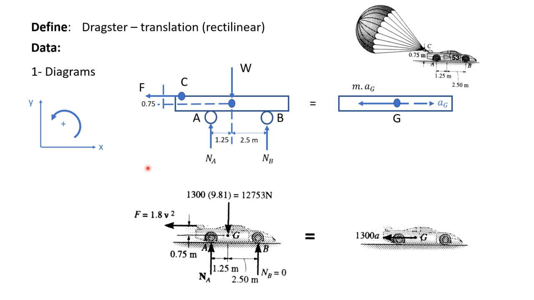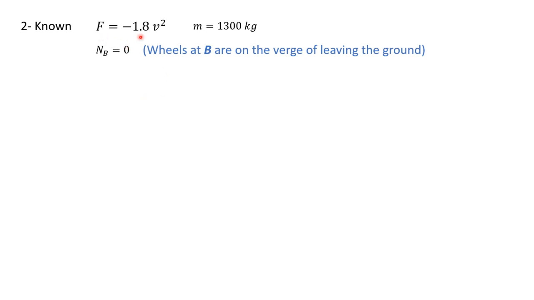So we're done. We are going to have some analysis. The force, for example, is 1.8 V squared, and going to the left is going to be negative. So that's what we're going to define here. The mass is 1,300 kilograms, going downward. The MB is equal to 0 because the wheels are going to be on the verge of leaving the ground.